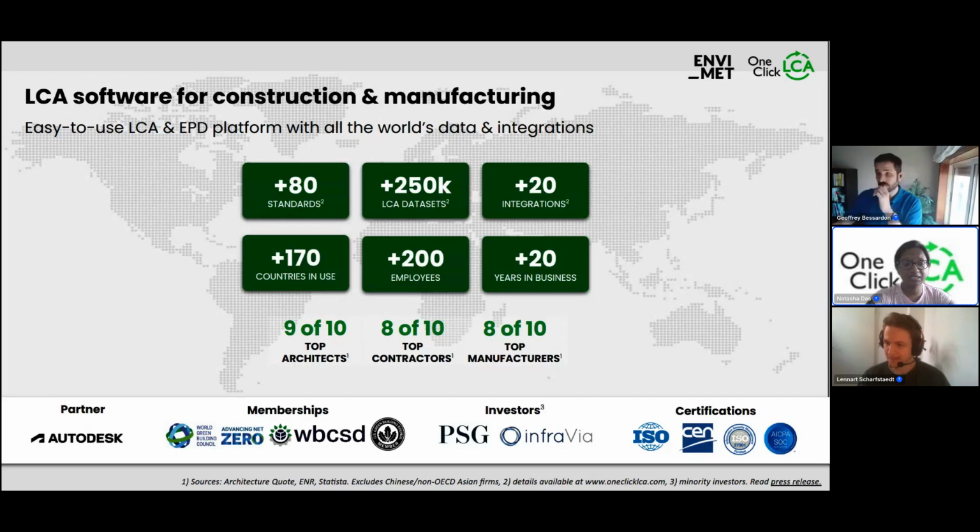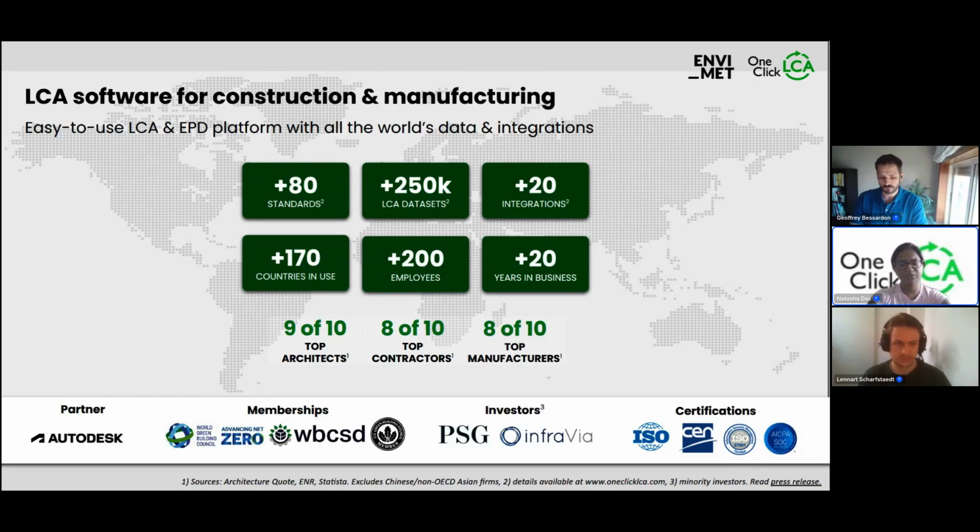We also have the largest LCA data sets. We have more than 250,000 data sets. We have integrations with all the tools. Like if your data is coming from a Revit file, you can integrate it. Civil 3D, even a simple Excel file if you have. So how you integrate your data into One Click LCA is entirely up to you. So you can just upload an Excel file also into One Click LCA and do the LCA calculation. The software is used the world over and by some of the topmost architects and manufacturers and contractors in the world.